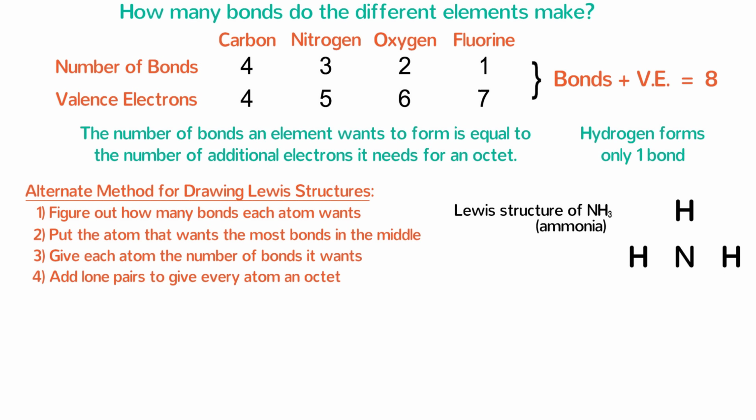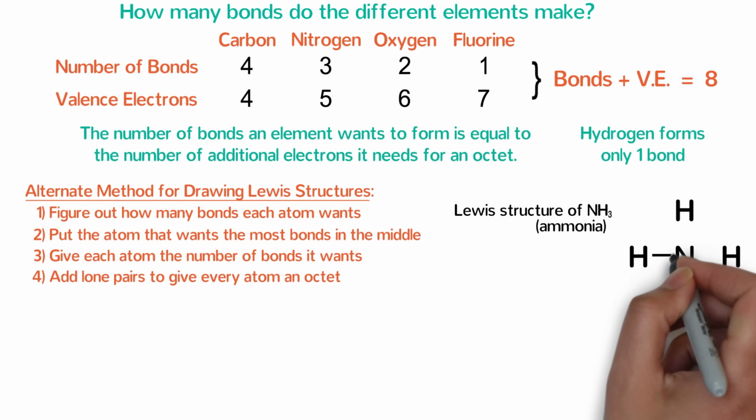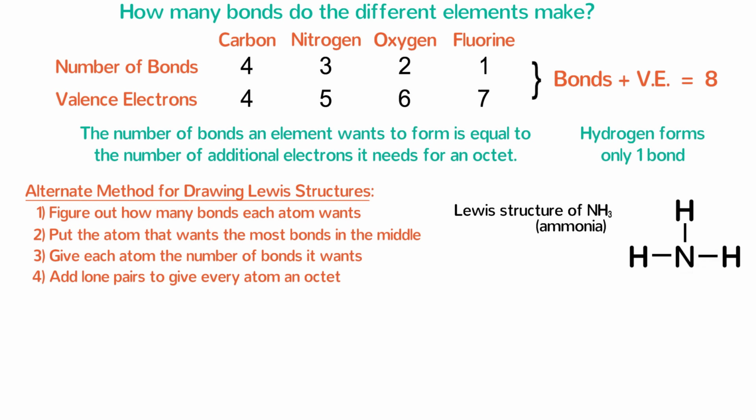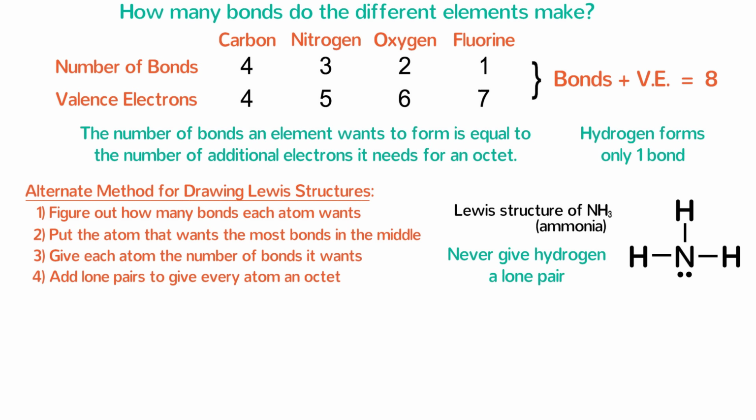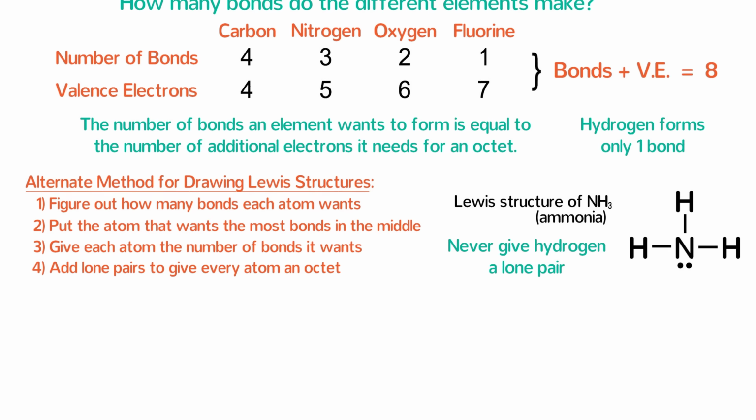If nitrogen wants 3 bonds, and each hydrogen wants 1 bond, we can make them all happy by drawing in single bonds. Last of all, add lone pairs to give every atom an octet. Nitrogen has only 6 valence electrons around it, so it needs a lone pair. Although hydrogen has only 2 valence electrons, remember that that is all it wants. In fact, never give hydrogen a lone pair of electrons. Okay, so our Lewis structure of ammonia is complete.